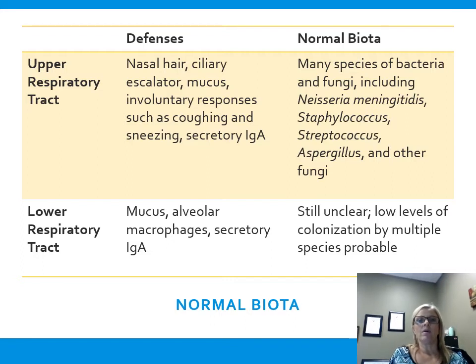Normal biota that can cause a serious disease in somebody that's immunocompromised, or if we get a state where they are out of bounds, are going to be Streptococcus pyogenes, Haemophilus influenzae, Streptococcus pneumoniae, Neisseria meningitidis, Staphylococcus aureus, and Candida albicans also. Other fungi can sometimes colonize your mucosal surfaces.